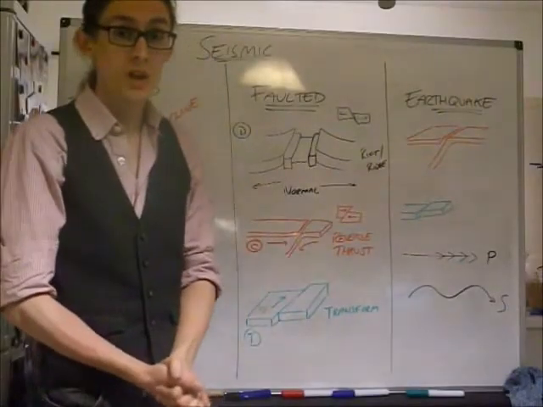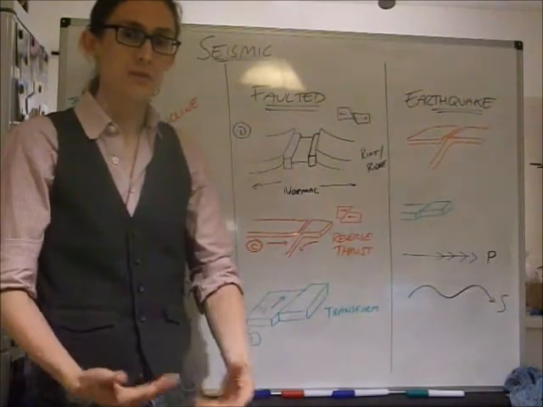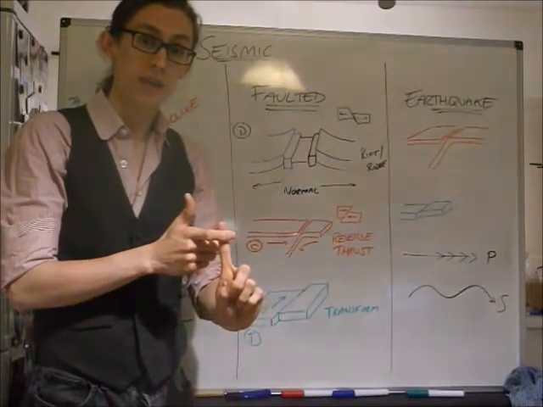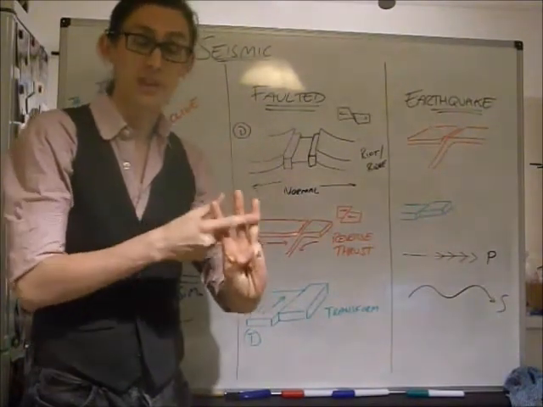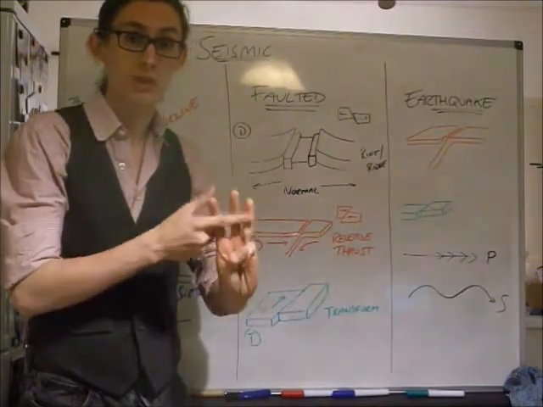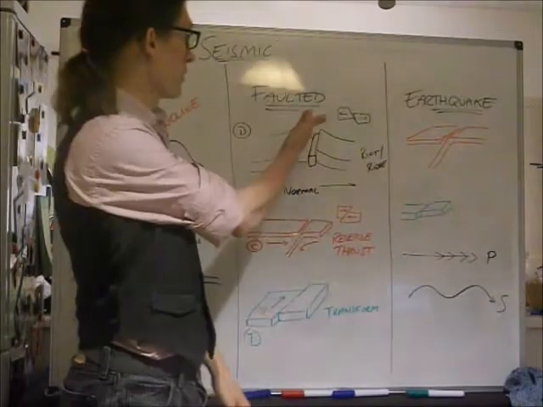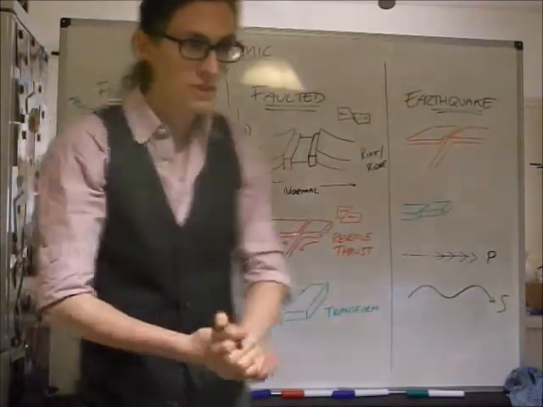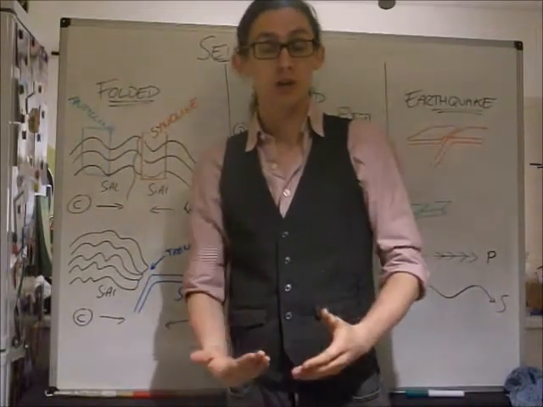Hi folks, last set of landforms now in the Unit 4 video series. We've looked at intrusive volcanic features, extrusive volcanic features. We're now looking at seismic features. Three types in particular: folding, faulting and earthquakes. Start with folding. Now folding occurs at convergent boundaries.